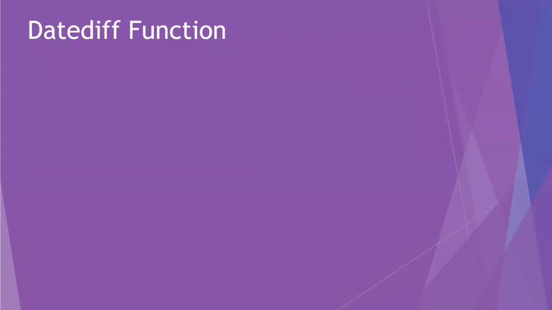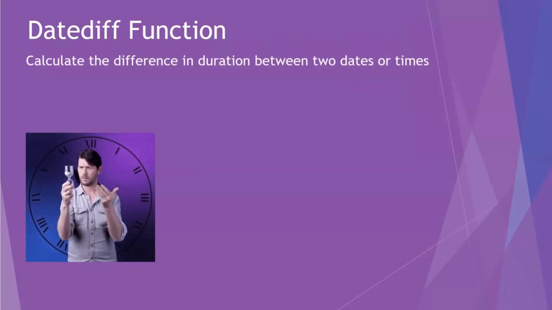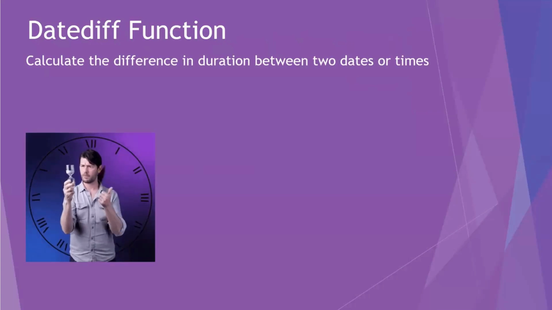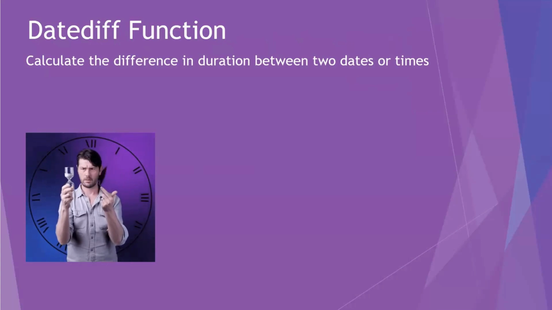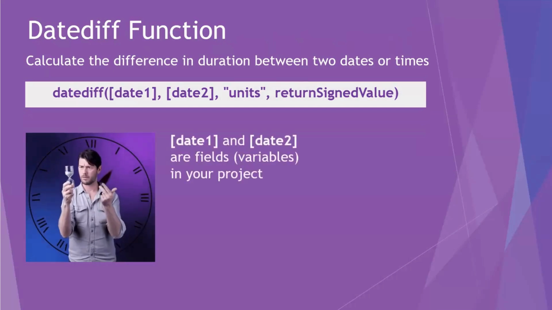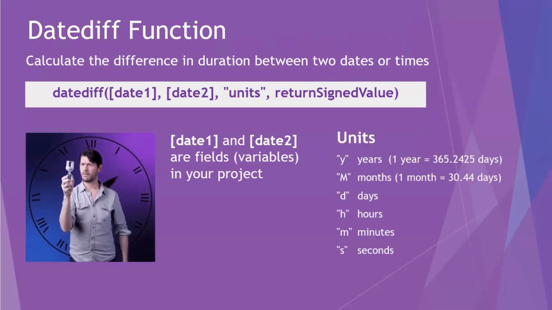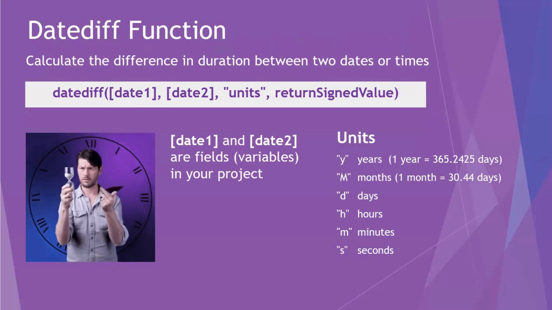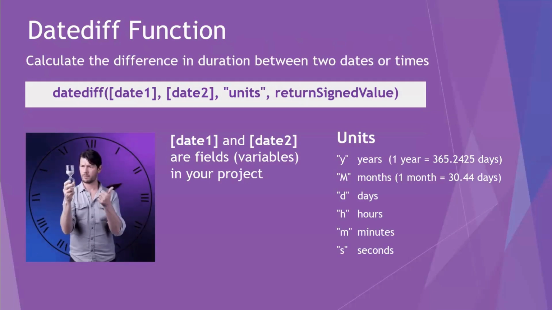All right, moving on to the date diff function. And now we're going to get into the calculations with dates. So date diff can calculate the duration between two dates or times. Here's the date diff syntax. Date 1 and date 2 are fields in your project. And here are the available units to use in your calculation. Make sure the units have the quotation marks around them. And so the only thing left to understand about the date diff function is the return signed value parameter.